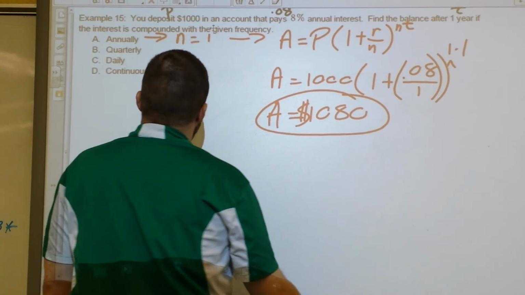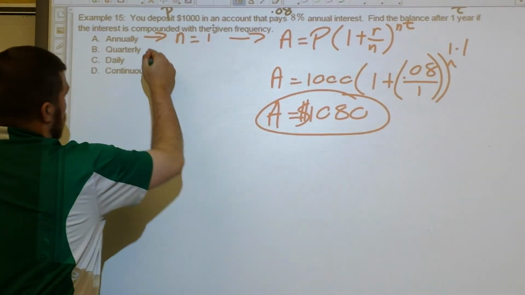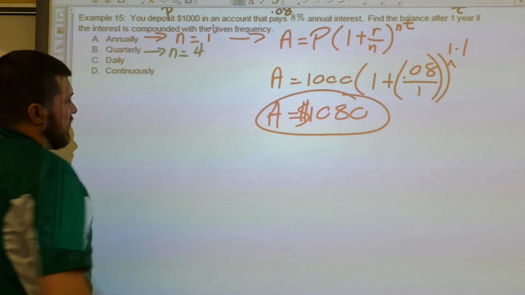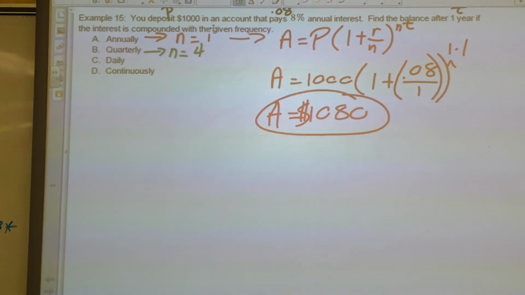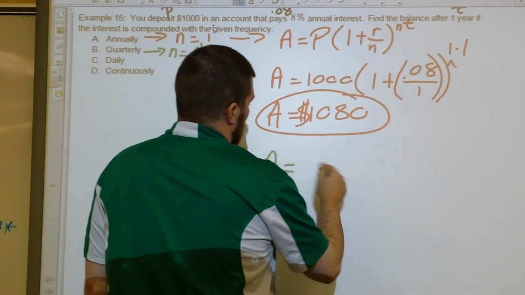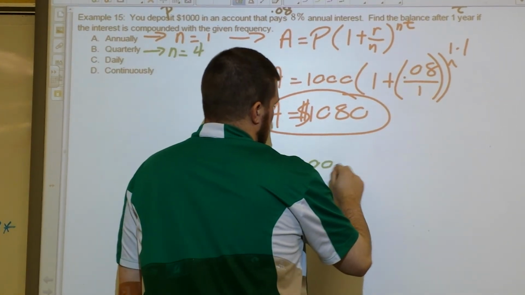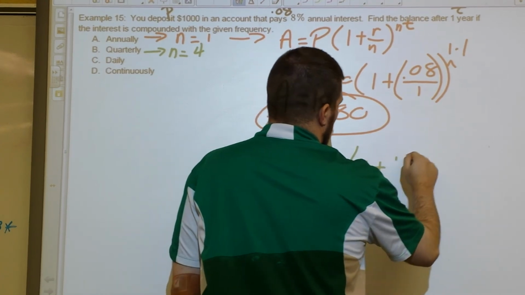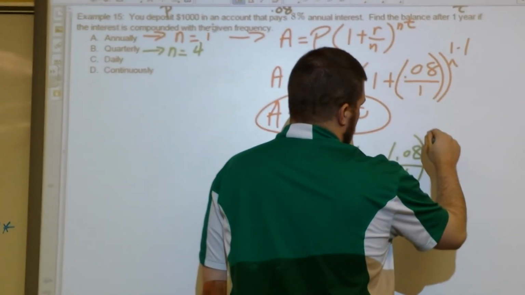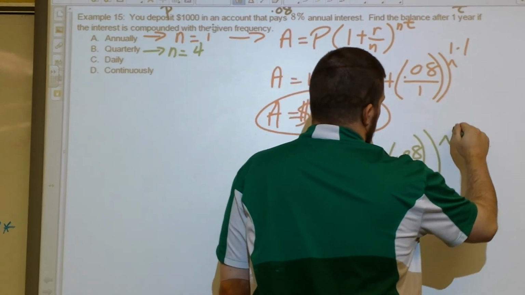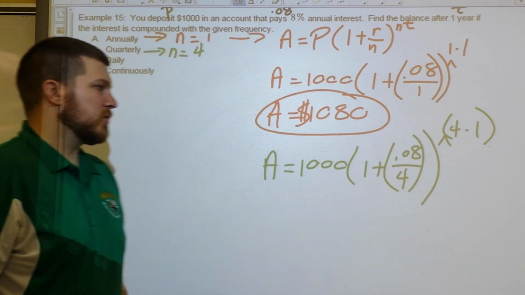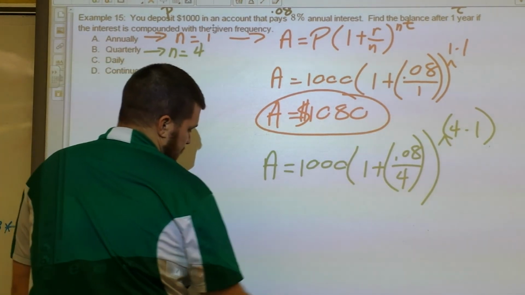Okay, we're going to go through and do the same process. Quarterly means that the bank is calculating interest 4 times per year. So my equation that I'm going to use is A equals, plugging in what I know, 1,000, 1 plus 0.08 divided by 4. That's a fraction, so put extra parentheses around it. Raised to the 4 times 1. I have more than one thing on top, so I need parentheses around that. Ready to type that in now.